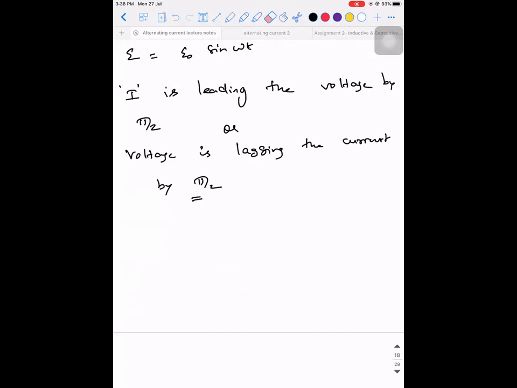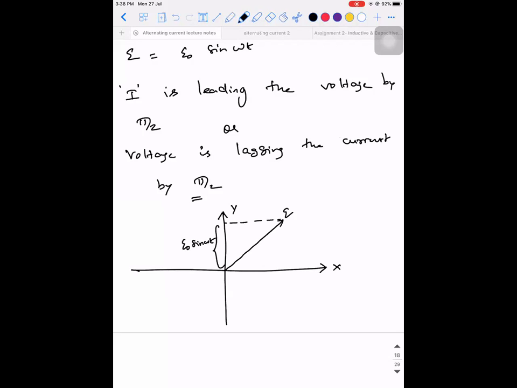Now listen. How will you draw the phasor diagram for it? What does a phasor diagram consist of? It consists of an x-axis and y-axis, right? So you give the input, that is E naught sine omega t, which is making an angle of omega t with the x-axis, right?